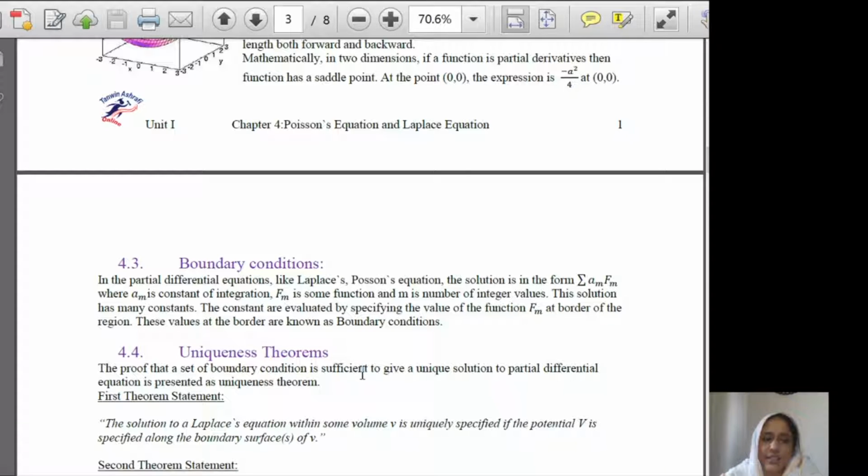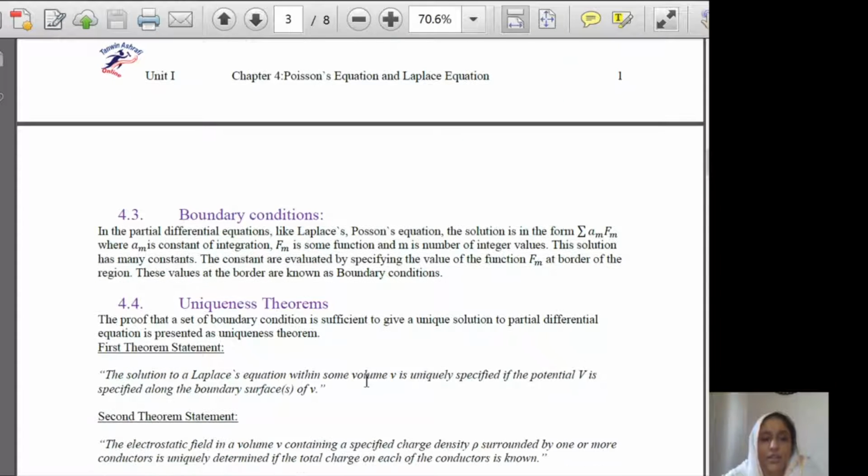Now, the uniqueness theorem. According to the boundary condition, we have a uniqueness theorem. The proof that a set of boundary conditions is sufficient to give a unique solution to a partial differential equation is presented by the uniqueness theorem. There are two types of uniqueness theorem: the first uniqueness theorem and the second uniqueness theorem.